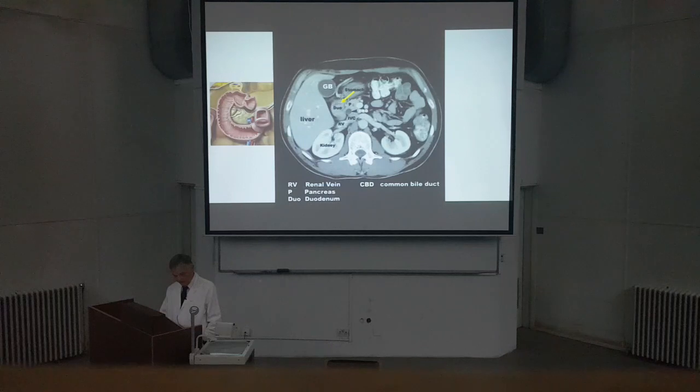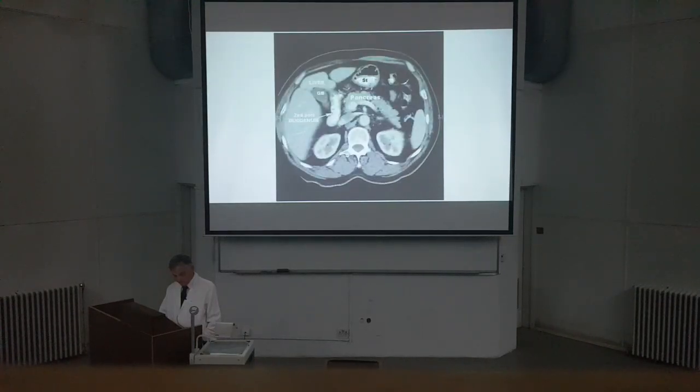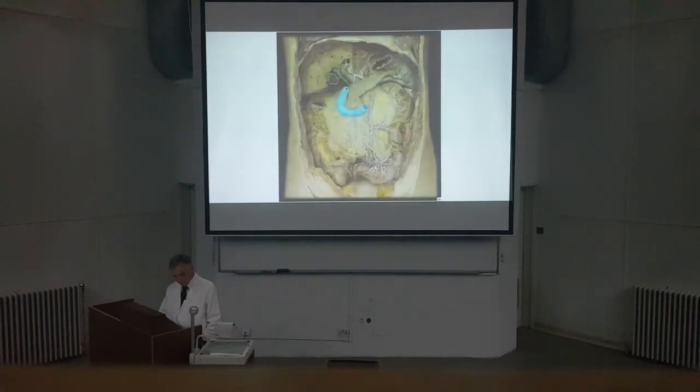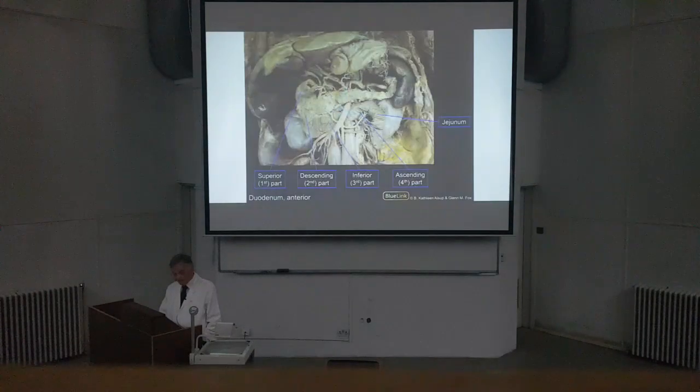The stomach, pyloric part goes to the right to become continuous with the duodenum. That's the descending part of the duodenum. The duodenum here is marked green.